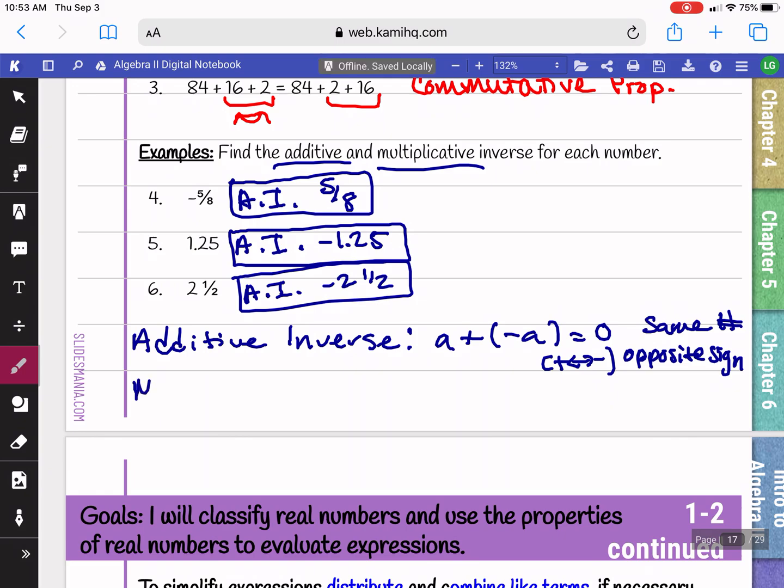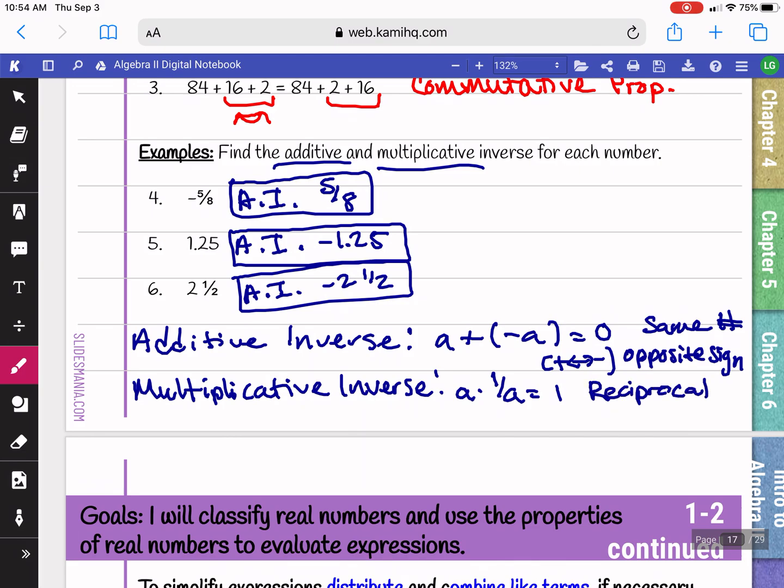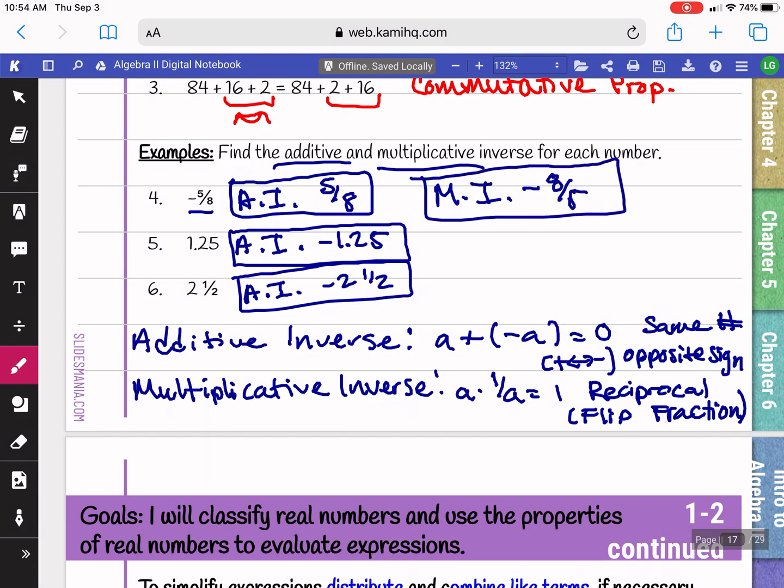Let's go ahead now and focus on the multiplicative inverse. For the multiplicative inverse, you're multiplying by the reciprocal because you're trying to get 1. So when you multiply the reciprocal, if you remember from Algebra 1, that just means you're going to flip your fraction. So we look back at example number 4. The multiplicative inverse of negative 5/8 would be negative 8/5. So you just flip the fraction. Now notice I kept the sign the same. So for multiplicative inverse, you're not changing the sign. You're leaving it the same. You're just flipping it, taking the reciprocal.